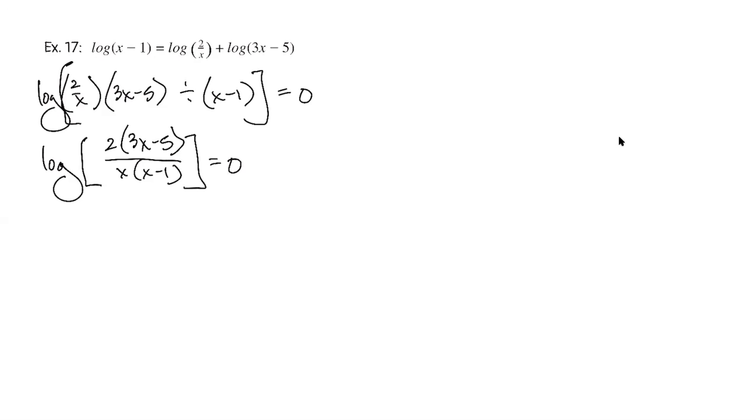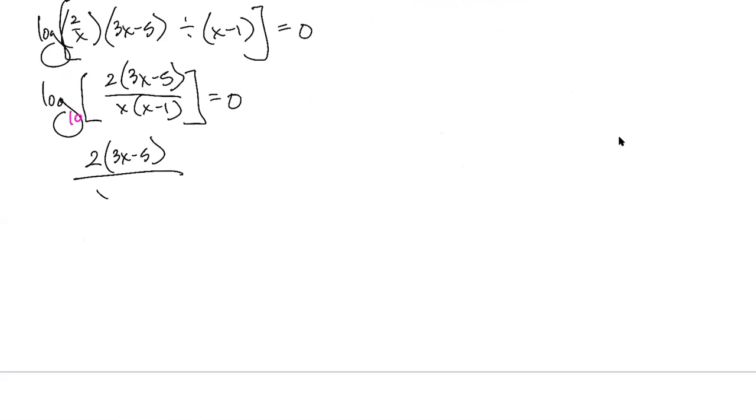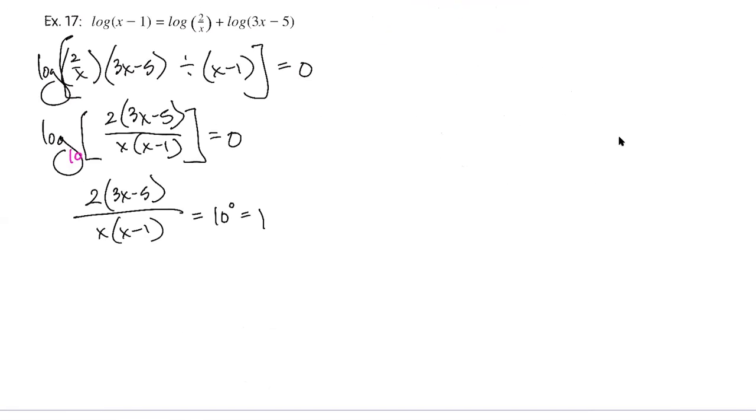I don't think that's a bad first step. One really nice thing about this is my base is 10, but when I rewrite this in exponential form, I'm going to get 2 times 3x minus 5 over x times x minus 1 equals 10 to the 0, which is equal to 1. So I think that's actually not a bad way to start, okay? If that's the method you chose, then you could work through it that way, okay?